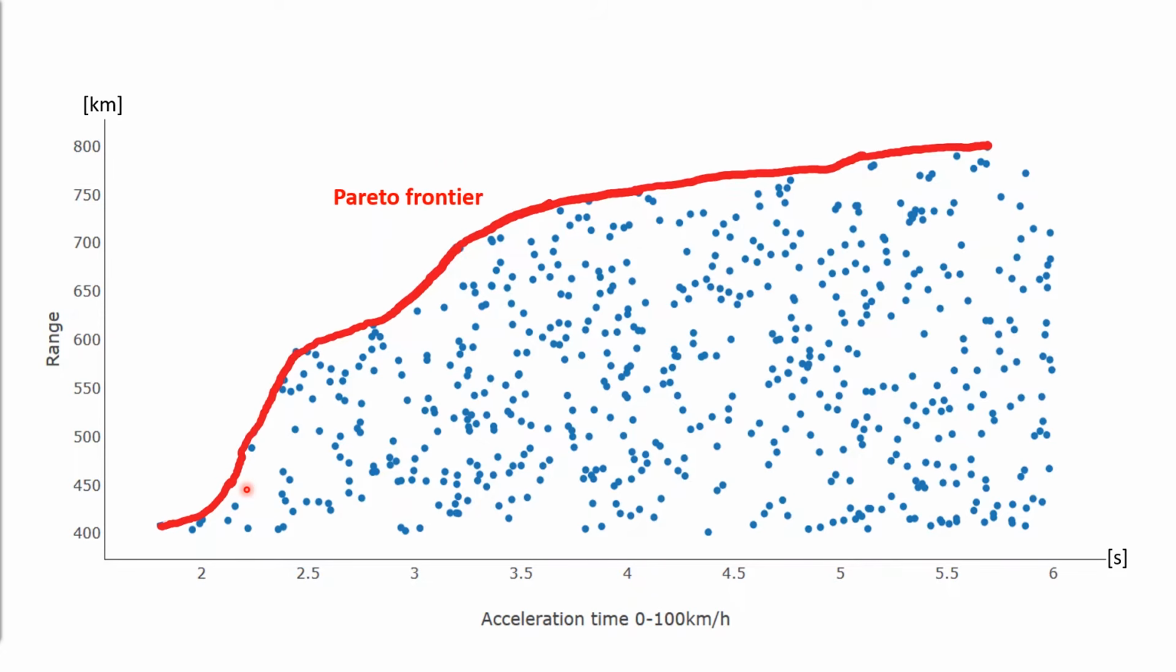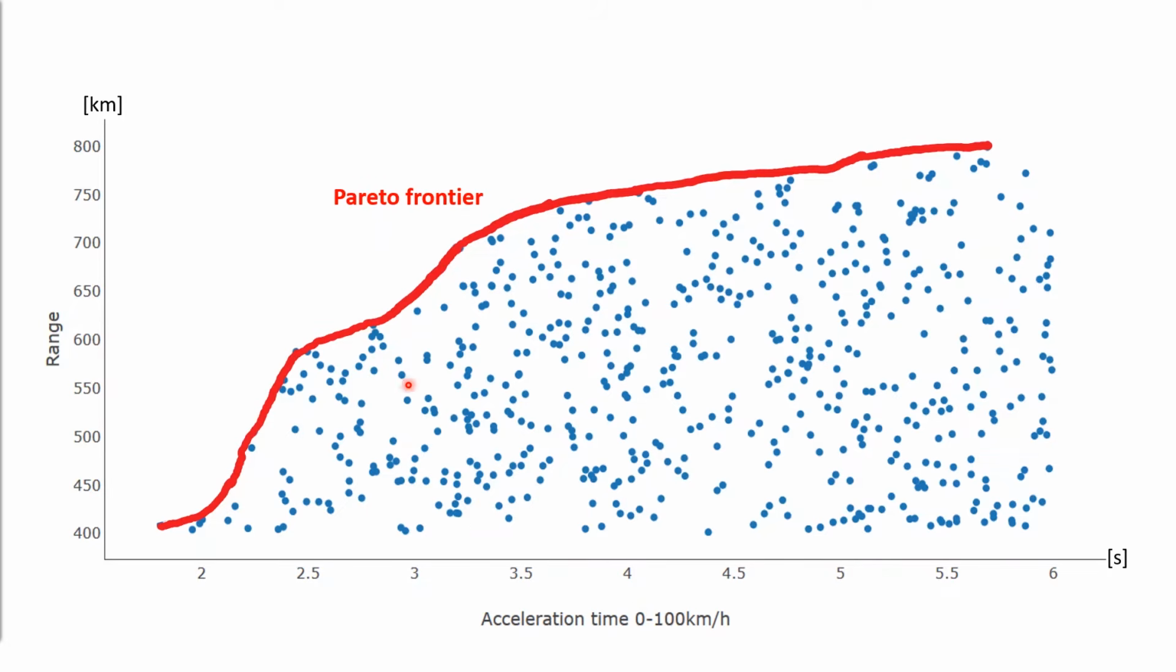As an example, you can see it here. If I want to improve the range of my car, I need to increase my acceleration time, and therefore I have a trade-off going on here.